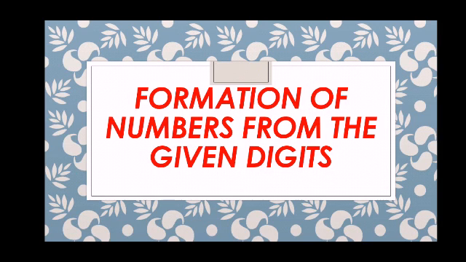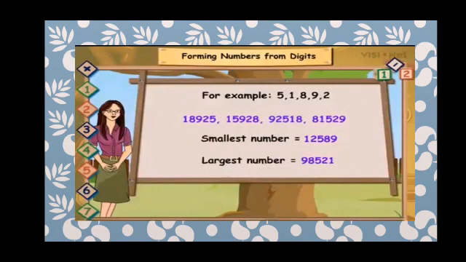Now, our next topic is formation of numbers from the given digits. Now, how will we form the number from the given digits? For example, 51892 is given to you and you have to form the numbers. So, you can write it as 18925 or 15928 or 92518 or 81529. But if I want to write the smallest number from the given digits, what will we have to do?